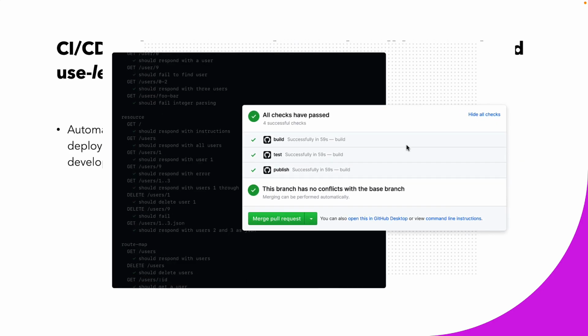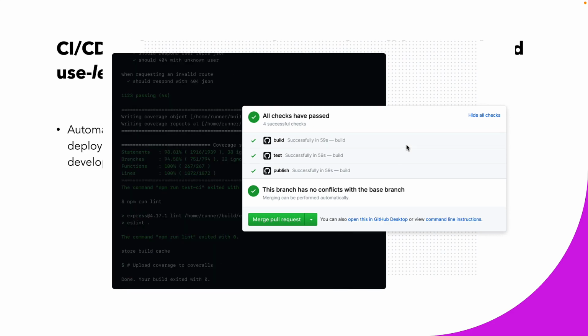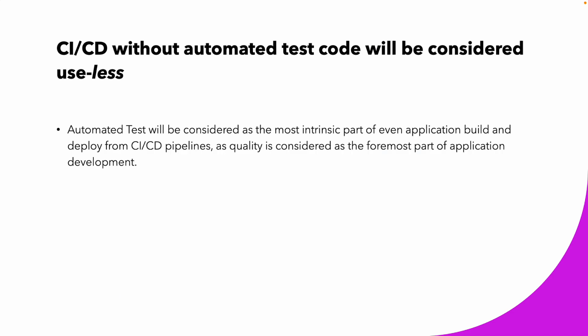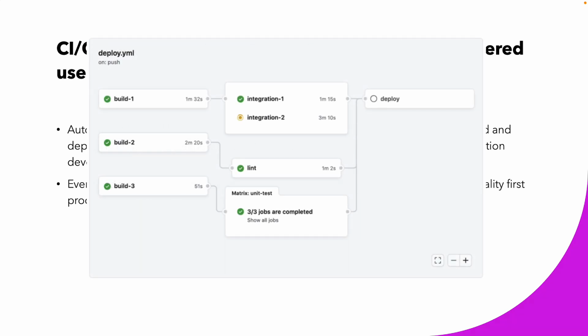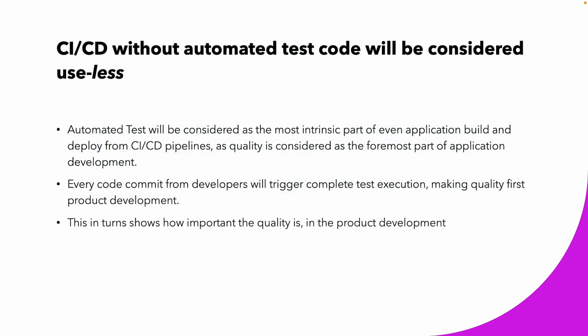So automated tests will be considered the most intrinsic part of application build and deploy from the CI/CD pipeline. And as quality is considered the foremost part of application development, CI/CD is super important. Every code commit from the developers will trigger a complete test execution, making product development quality first. And this is how we can improve the quality of the product as well. That's something, again, pretty much like last year, as I was talking about; this is still maturing and testers are going to be involved in that a lot.